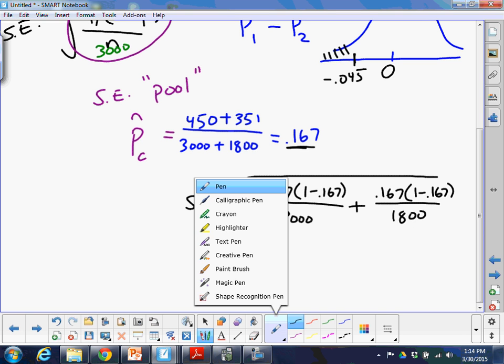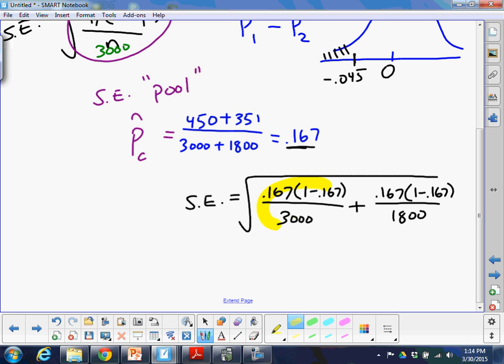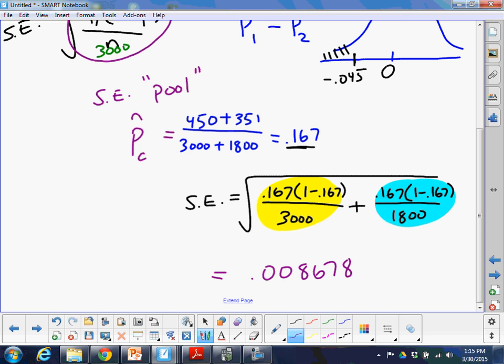I always suggest to break it into little pieces and figure out the decimals first. It's going to be some small number, maybe with e to the negative something because it's scientific notation. Add the highlighted pieces together, then take the square root, and I ended up with something around 0.008678, roughly. Depending on the rounding, you may be a little bit different, but that's okay. So that's the standard deviation of the curve up here, the standard error, because we're talking about a sampling distribution.